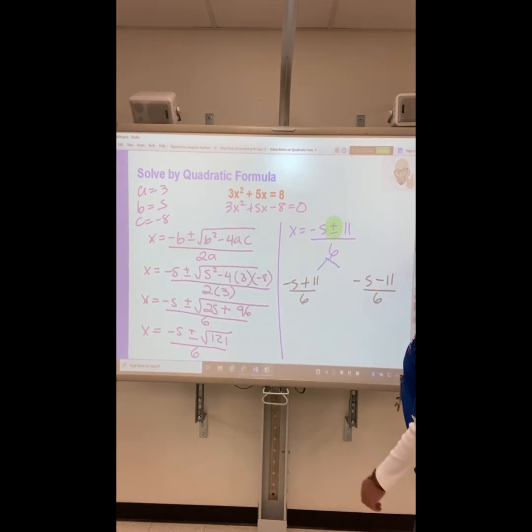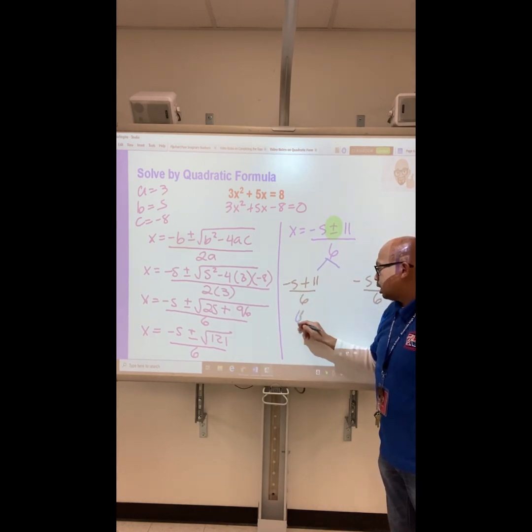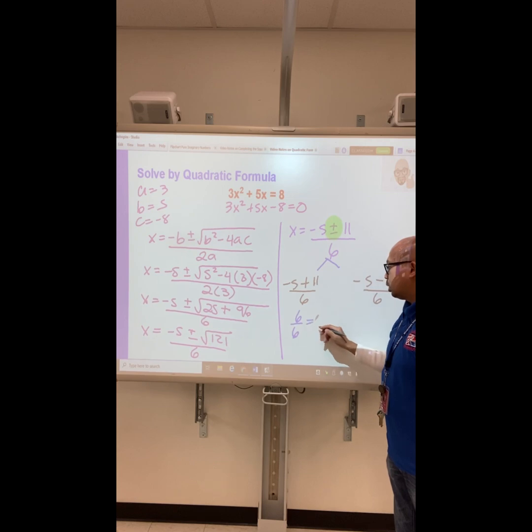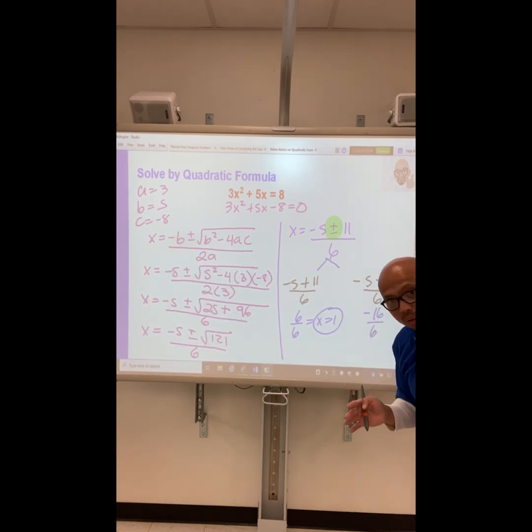So let's work it out now. What's negative 5 plus 11? Negative 5 plus 11 is positive 6 over 6. The answer is x equal to 1. Negative 5 minus 11 is negative 16 over 6. Can we reduce to the lowest terms?